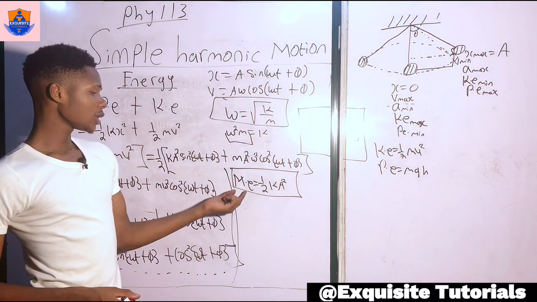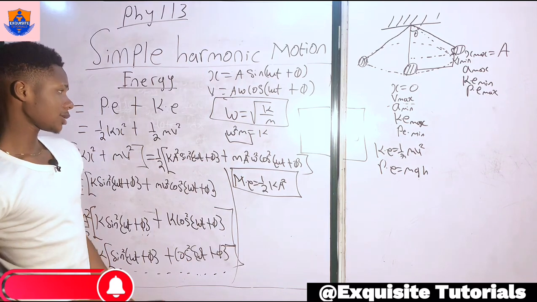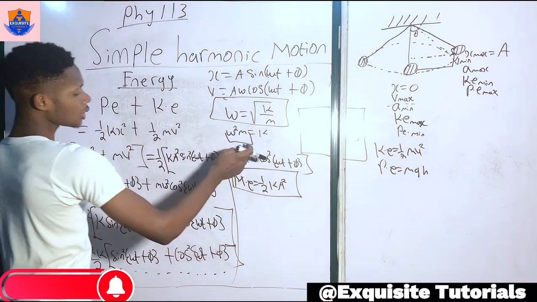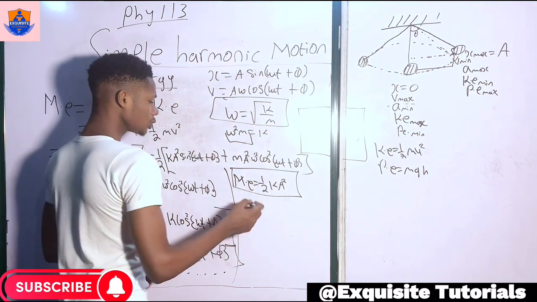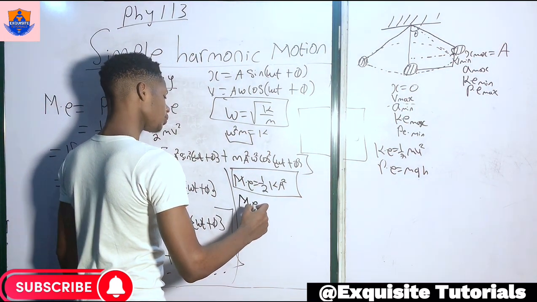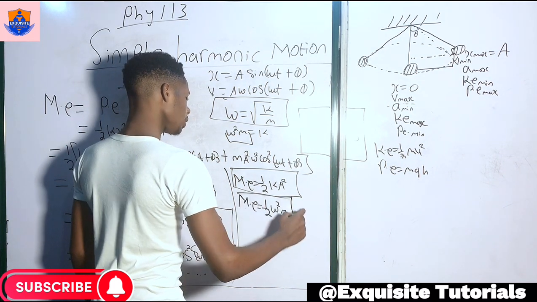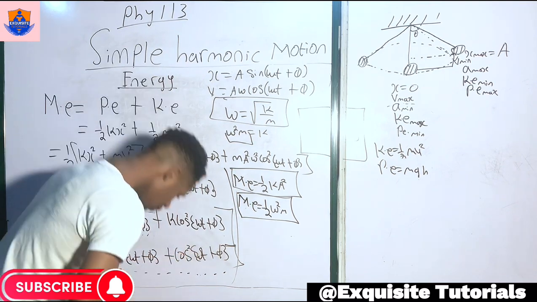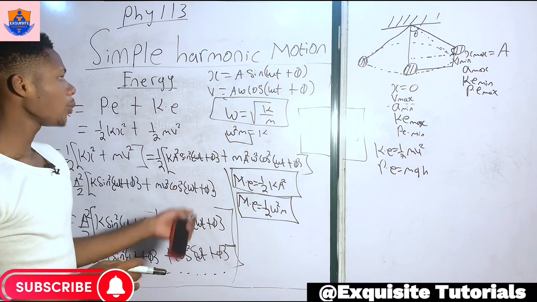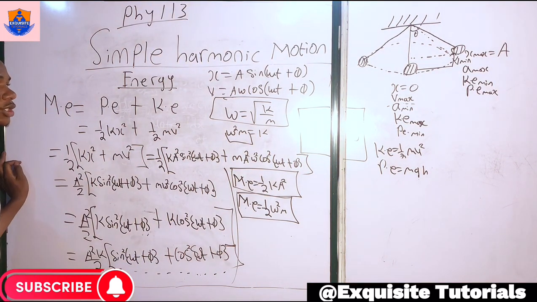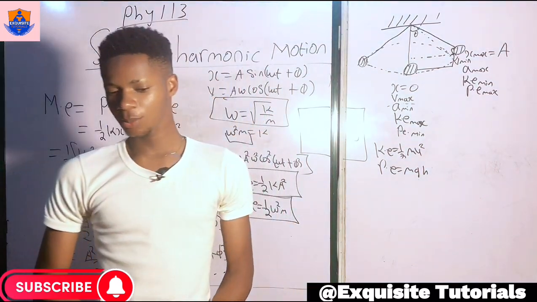Now, what if we have a question that does not contain the amplitude or the k constant? We can also substitute in for k at this point. We know that k is omega squared m. So when we substitute, we get mechanical energy equals 1 over 2 omega squared m a squared. This is another formula for calculating the mechanical energy of a body in this system. I hope you understood this part very well. You can choose to go over the video again and again to get it perfectly.